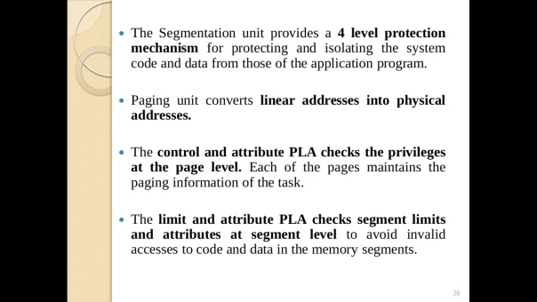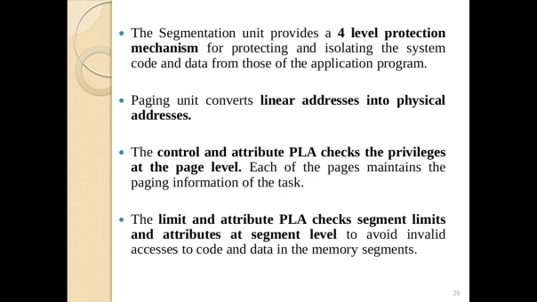The segmentation unit provides a 4-level protection mechanism to protect and isolate the system code and data from the application code, or to protect an application program from another application's code. The paging unit converts linear addresses into physical addresses. The segmentation unit converts logical addresses into linear, and that linear address is converted to a physical address by the paging unit. The control and attribute PLA checks the privileges at the page level. Each of the pages maintains the paging information of the task.